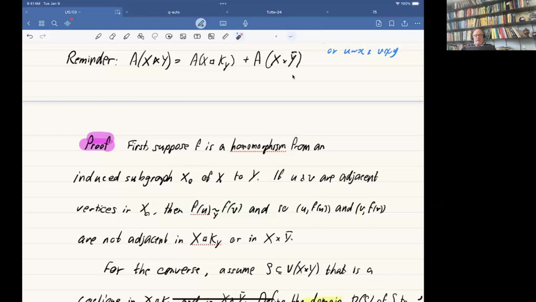So there we have an easy argument telling us that if f is a homomorphism, then the vertices (x, f(x)) give you a co-clique in this graph and a co-clique in that graph, and therefore a co-clique in the sum.